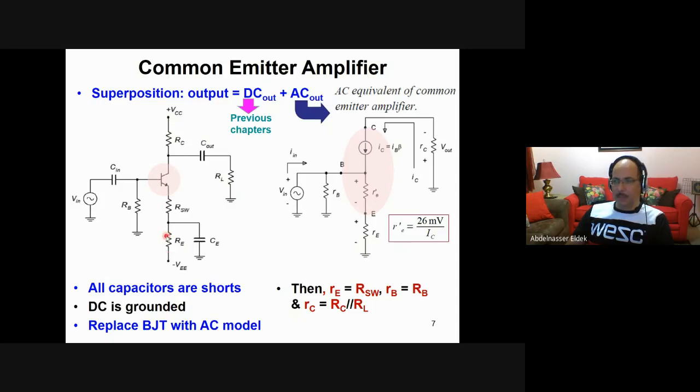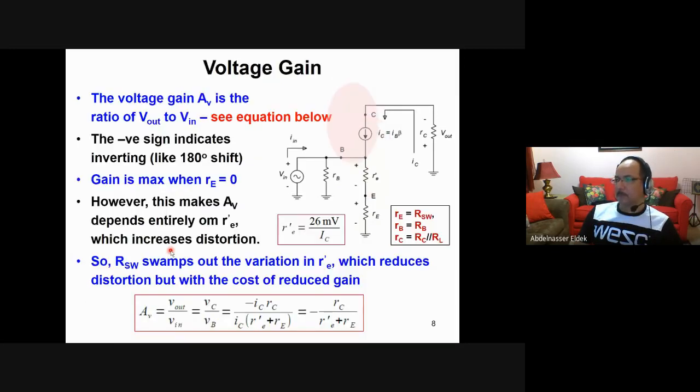How do you calculate IC? If this one is negative VEE, this one will be positive VEE. So the voltage between this point and this point will be the voltage across this one, plus this voltage, which is 0.7 volt, plus IC times this. That's how we usually do it. And then from that, you calculate RE.